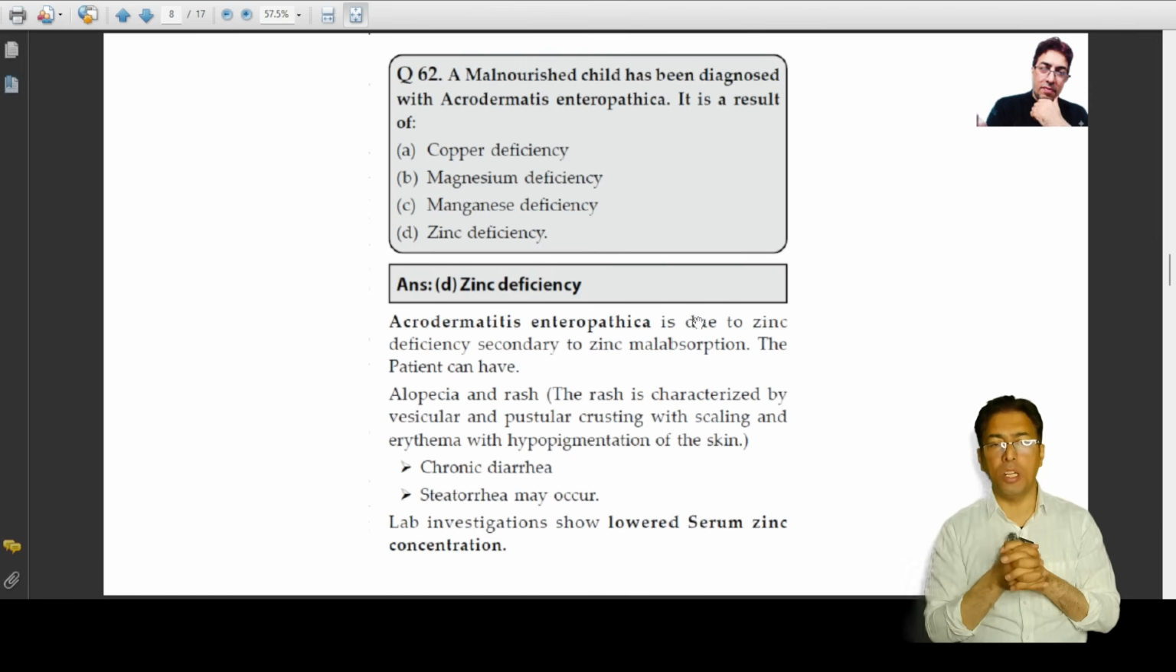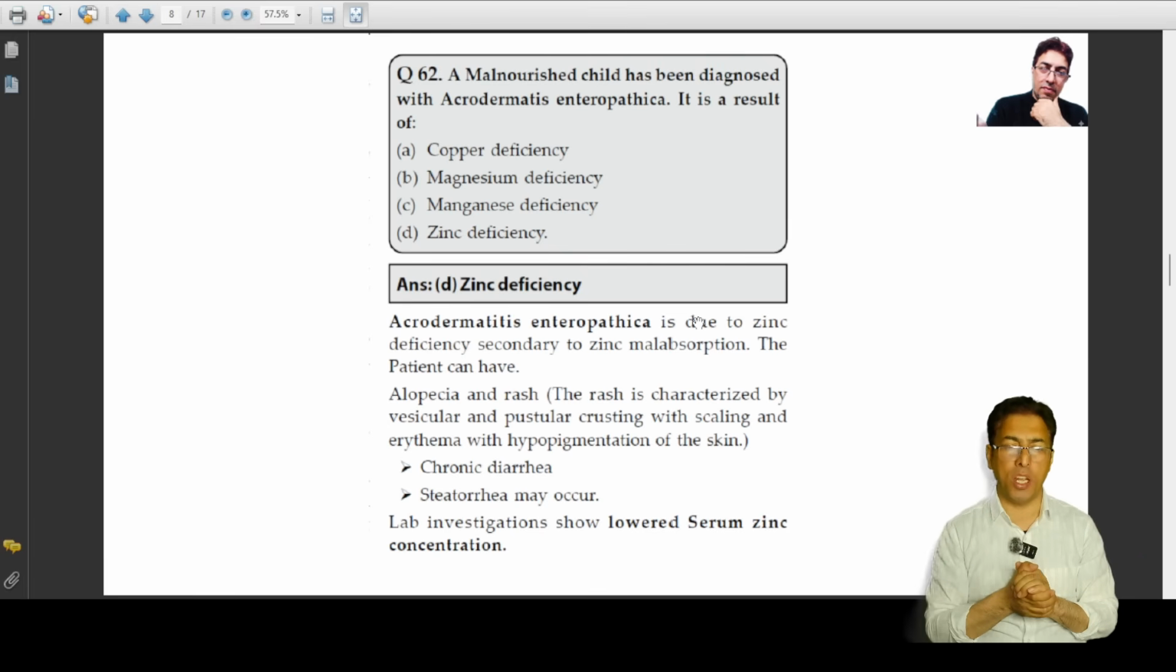Now, a malnourished child has been diagnosed with acrodermatitis enteropathica. It is a result of the deficiency of which mineral? Copper, magnesium, manganese, and zinc. This is a simple question. You know that low serum zinc levels can cause a condition called acrodermatitis enteropathica, and it is due to zinc malabsorption.